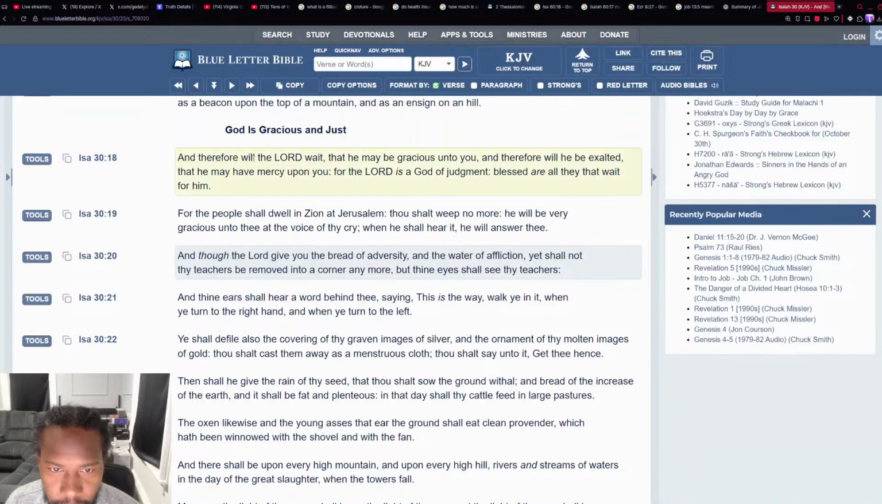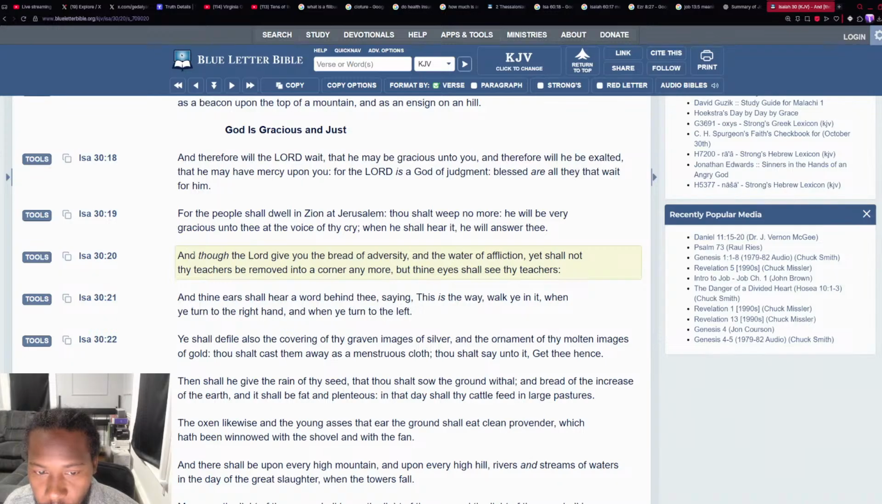Isaiah 30:18. And therefore will the Lord wait, that he may be gracious unto you, and therefore will he be exalted, that he may have mercy upon you, for the Lord is a God of judgment. Blessed are all they that wait for him. For the people shall dwell in Zion at Jerusalem. Thou shalt weep no more. He will be very gracious unto thee at the voice of thy cry. When he shall hear it, he will answer thee.